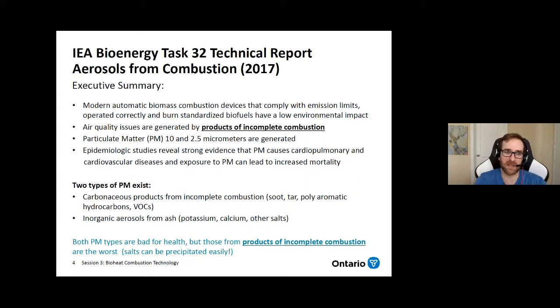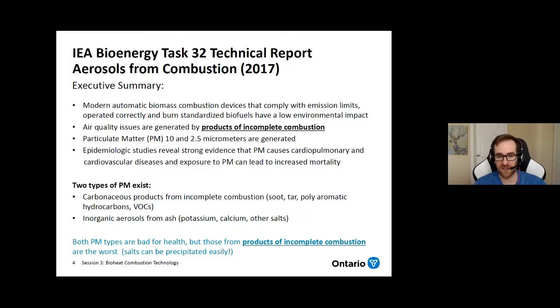Mainly what he said is that modern automatic combustion devices that are tested and operated as per the manual, and that use standardized biofuels like wood pellets or standardized wood chips, have a very low environmental impact. Typically the air quality issues that we see are because of the products of incomplete combustion. The way we measure them is with particulate matter, so there's PM 10 micrometers and PM 2.5.